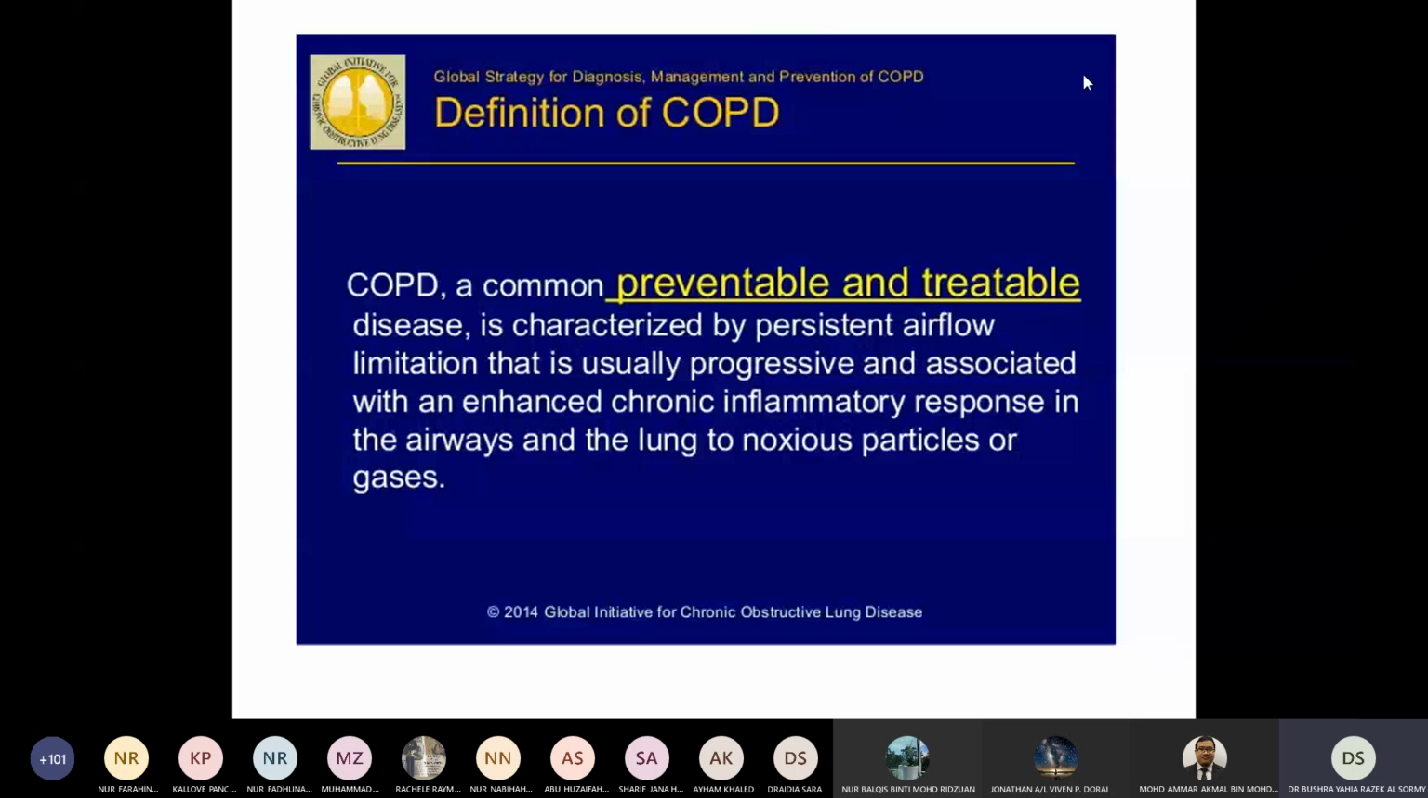We said COPD is a common, preventable and treatable disease, characterized by persistent airflow limitation that is usually progressive and associated with an enhanced chronic inflammatory response in the airway and the lung to noxious particles or gases.